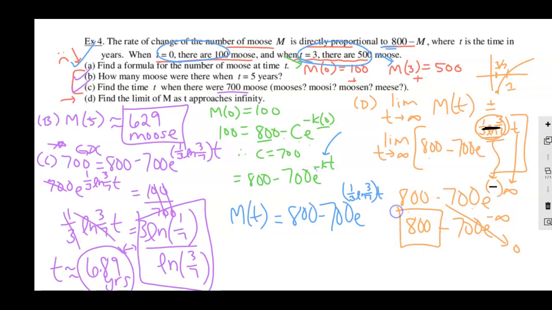And so here's our limit. Our limit is going to be 800. The units for that would be moose, and that's what your population is going to trend towards over time. As your t-value goes towards infinity, that population is going to head towards 800. Again, that number was in the question the whole time. It was also in your function.